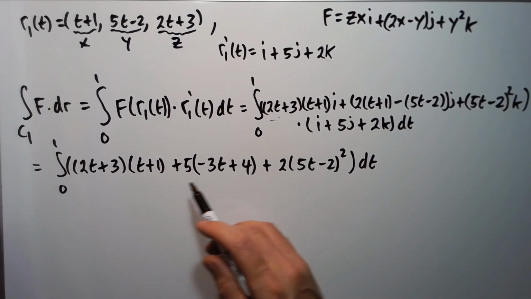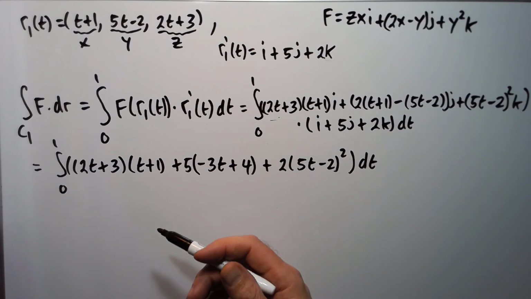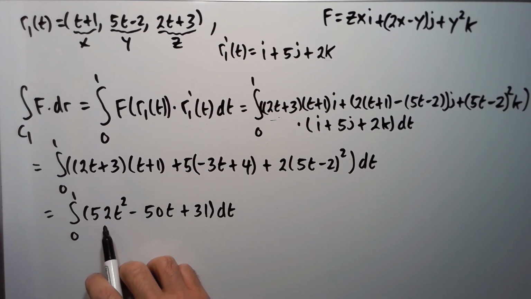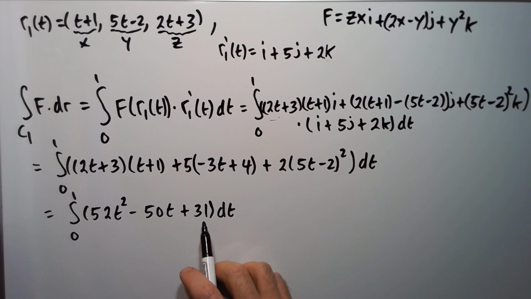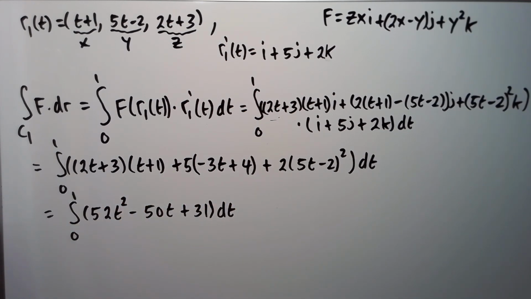You can pause the video and work it out if you want, but I was going to give you the answer you get after you multiply it out and combine like terms. You should get the following: 52t squared minus 50t plus 31. Then integrating this will be 52t cubed over 3 minus 50t squared over 2 plus 31t. So let me write it here.